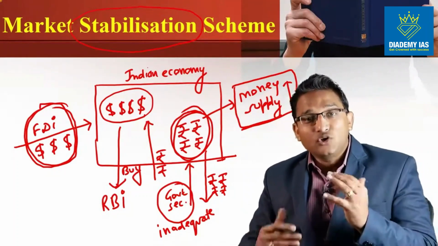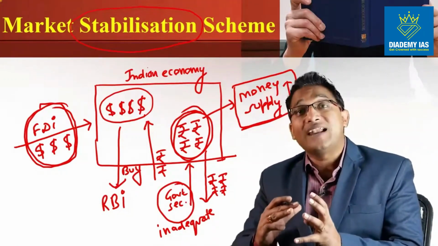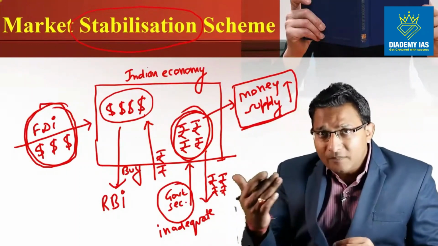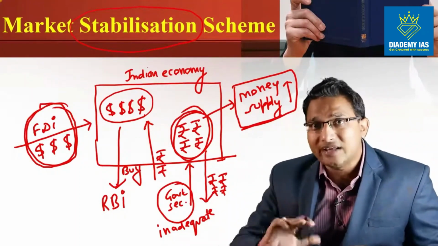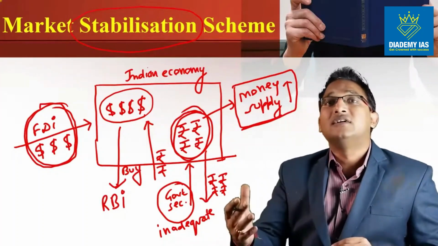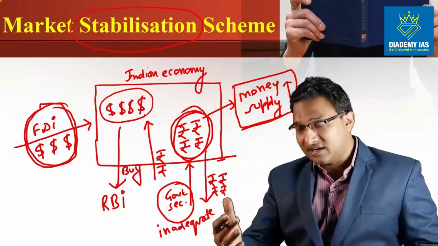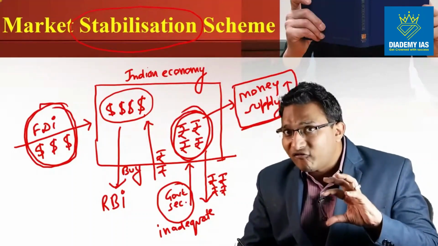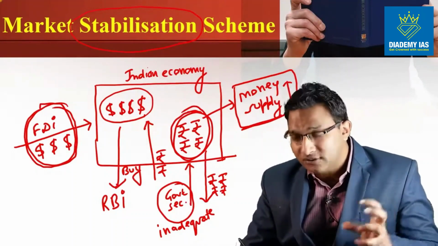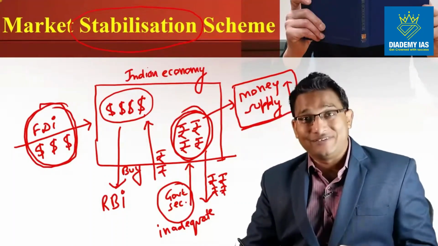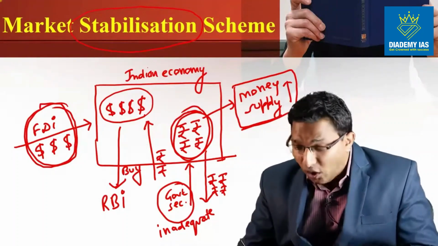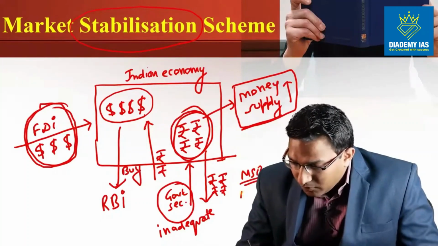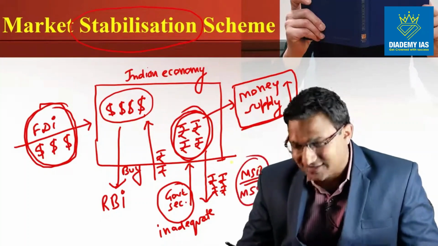Are you getting the point? These government securities lying with the Reserve Bank of India are not sufficient to bring back the rupee from the market. Even if the RBI sells all of its government securities, the rupee will still be extra in the market. So to manage this fluctuation, this unmanaged situation, a new kind of bond, a new kind of security is issued, which is called the market stabilization bond, MSB, or market stabilization scheme, MSS.